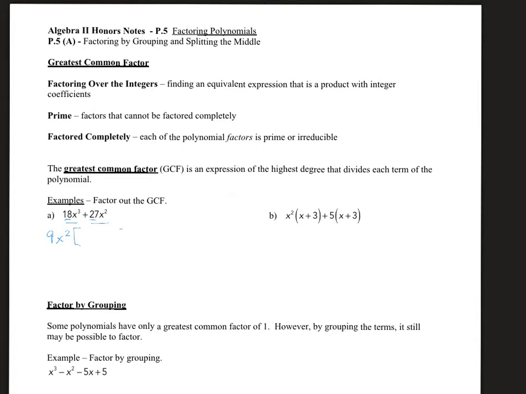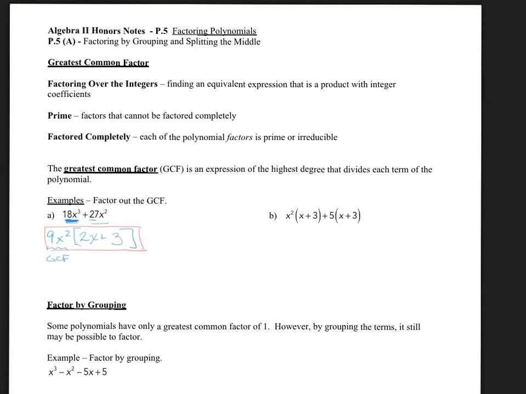Now, what remains once I take out the greatest common factor is the result of actually performing the division. So I'm going to take this first term and divide it by 9x squared. 18 divided by 9 is 2. X cubed divided by x squared is x. And then 27 divided by 9 is 3. X squared divided by x is 1. So my final answer in factored form is the greatest common factor on the outside and the result of actually performing the division inside the parentheses or the brackets.